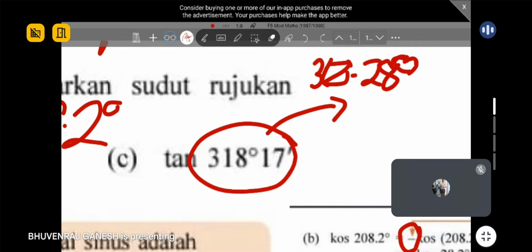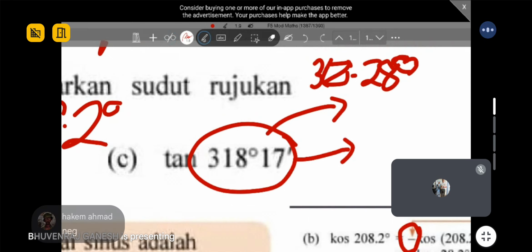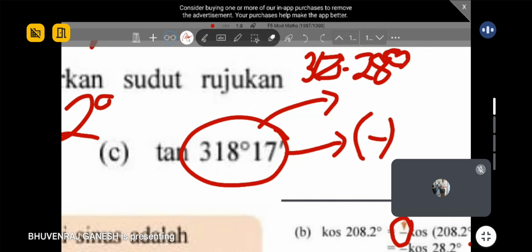Positive or negative? What will be your answer? Yes. Ingat, tangent quadrant keempat dia adalah negatif. Okay, so can you all tell me what is the reference angle? Apa sudut rujukan untuk soalan ni?